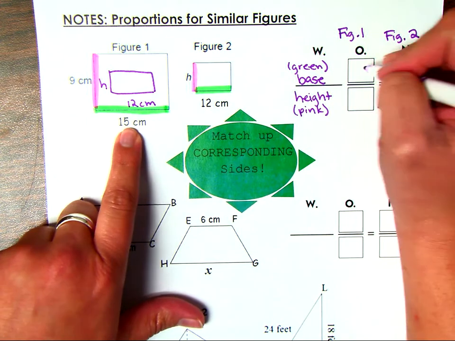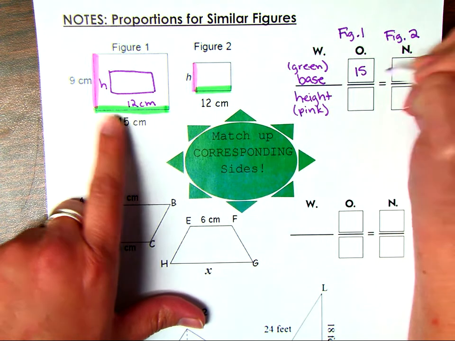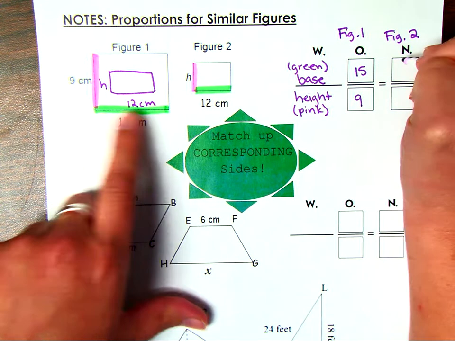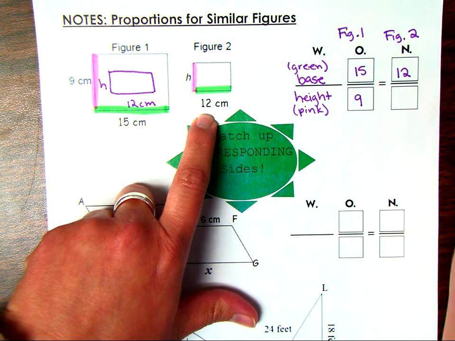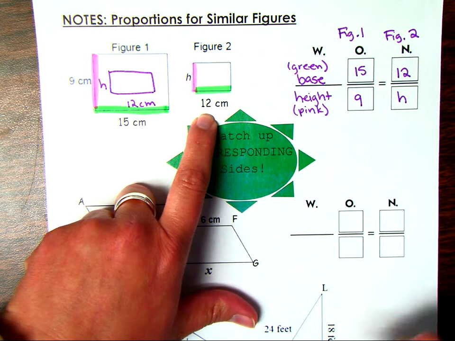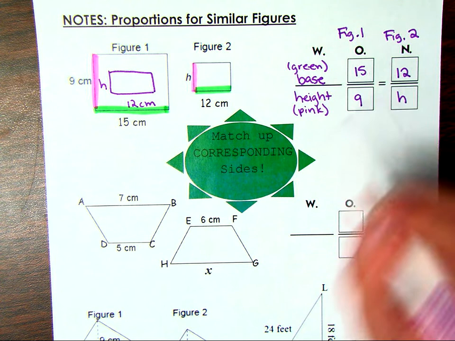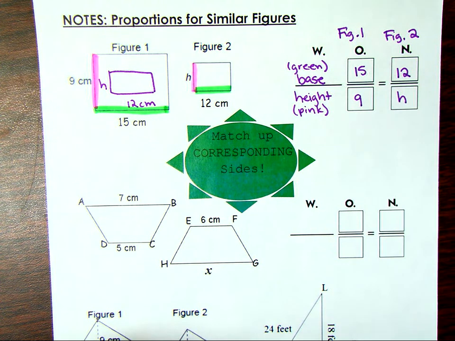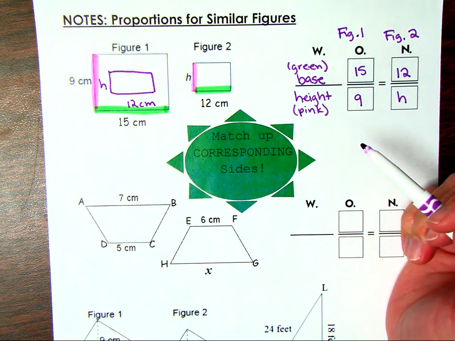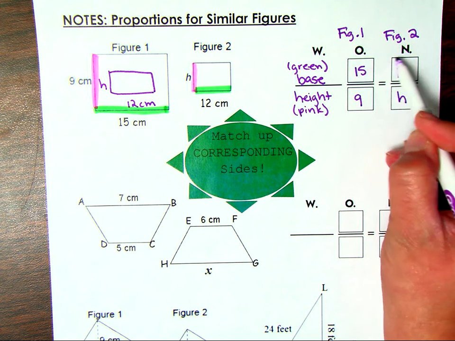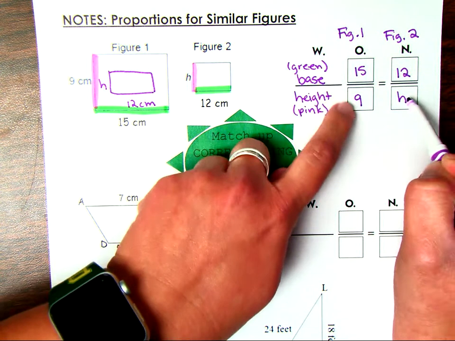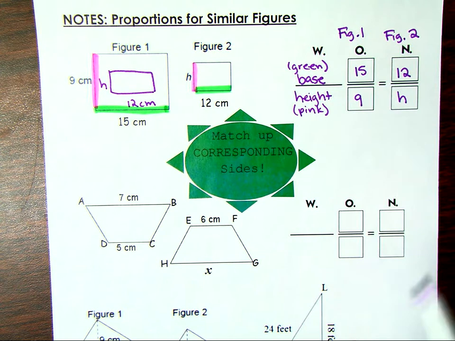So my base was 15 centimeters in my first figure, and its height was 9. The base in the second figure is 12 centimeters, and we don't know the height, so we're going to use the letter they give us, H. Now remember, when we solve with proportions, we can do a couple of things. We can cross multiply and divide every single time. We could look for a scale factor or factor of change. A scale factor is when we multiply, a factor of change is when we divide, so going between the ratios or within the ratios. Or we could reduce and see if we have a scale factor or factor of change there.